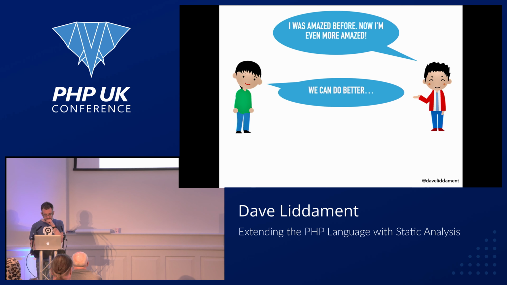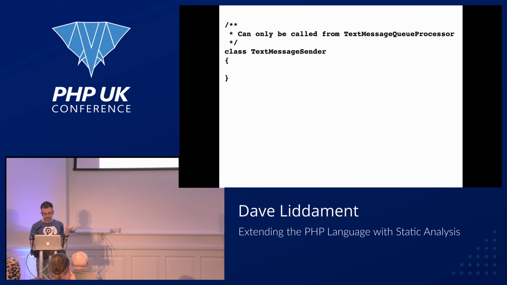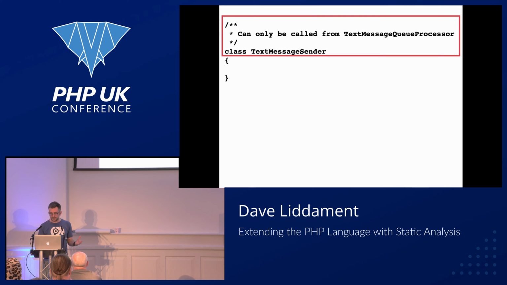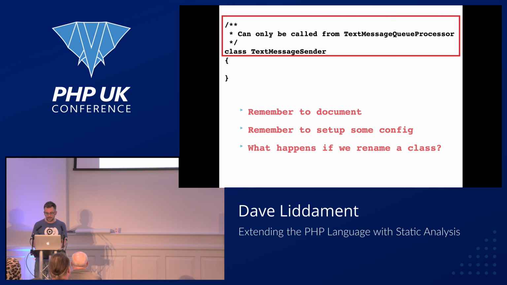So the problem with what we've done is we need to remind people that you can only call text message sender from the text message queue processor. So one way we could do this is we could add a comment to text message sender and say, by the way, you can only call this from text message queue processor. Nobody reads comments. We've got to remember to document it. We've got to remember to set some config up. And then what happens if we start renaming classes?